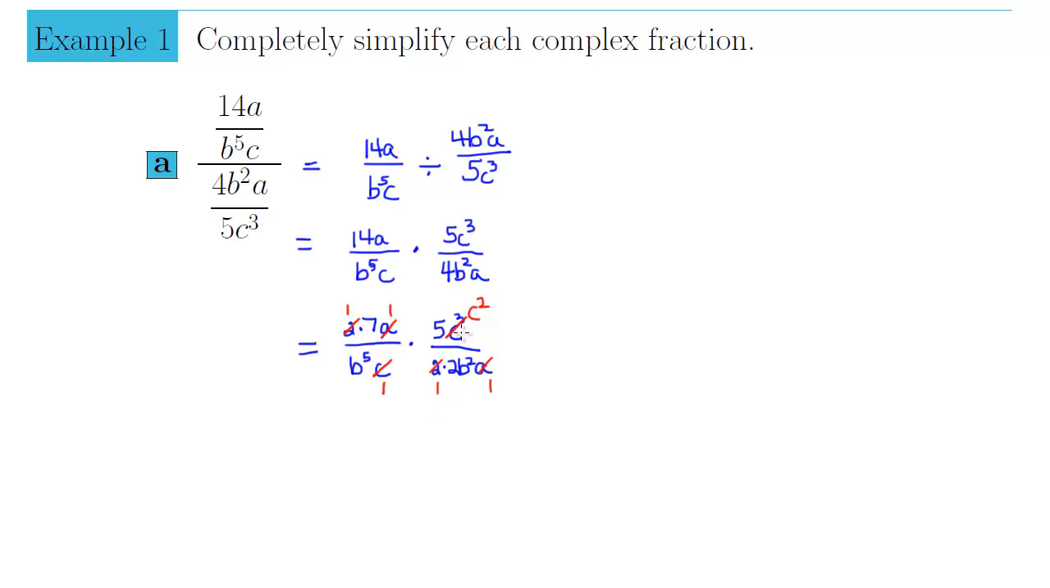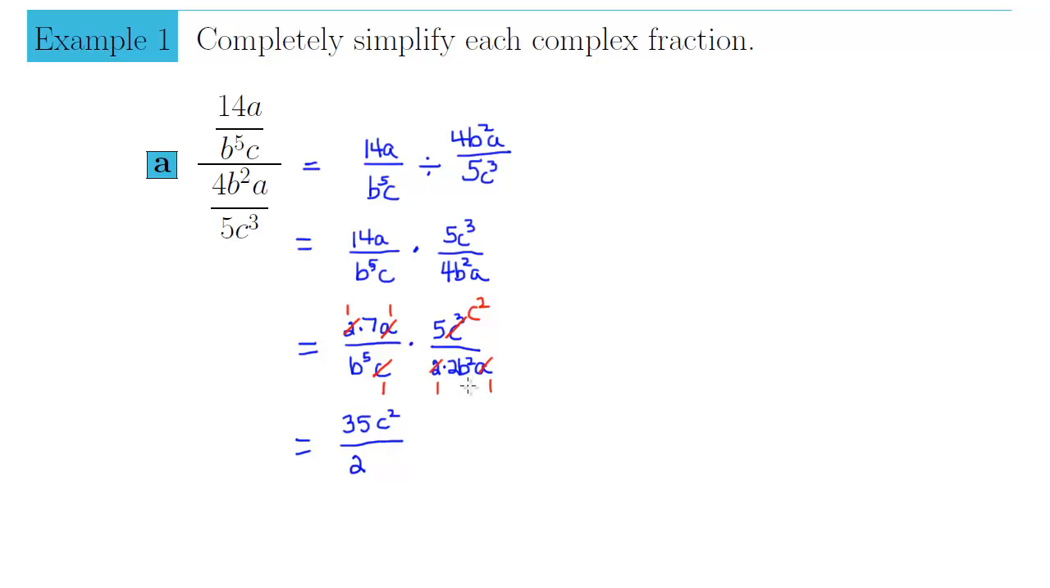You can also think of this as using the quotient rule, where you subtract 3 minus 1 and get c to the second power. Now, there's nothing else on the top that can be canceled with the objects on the bottom. And therefore, we're simply going to multiply these factors together straight across. 7 times 1 times 1 times 5 times c squared gives us 35c squared in the numerator. And in the denominator, we have 2 times 1 times 1 times 1, so that's simply 2 times b to the 5th times b squared.